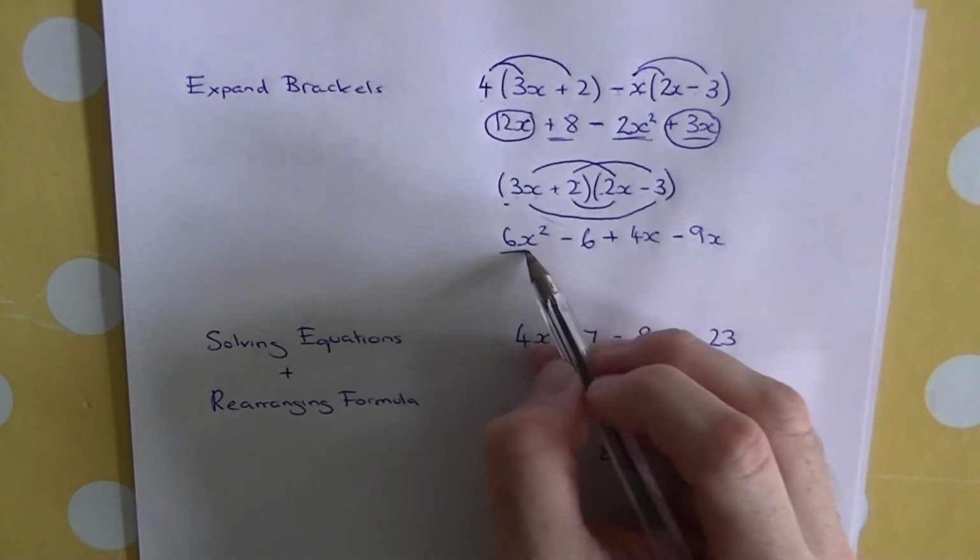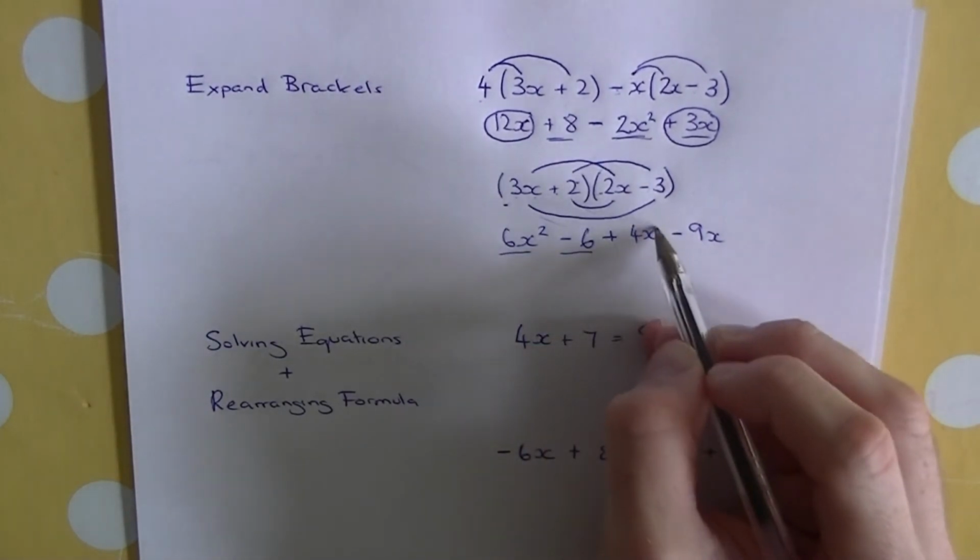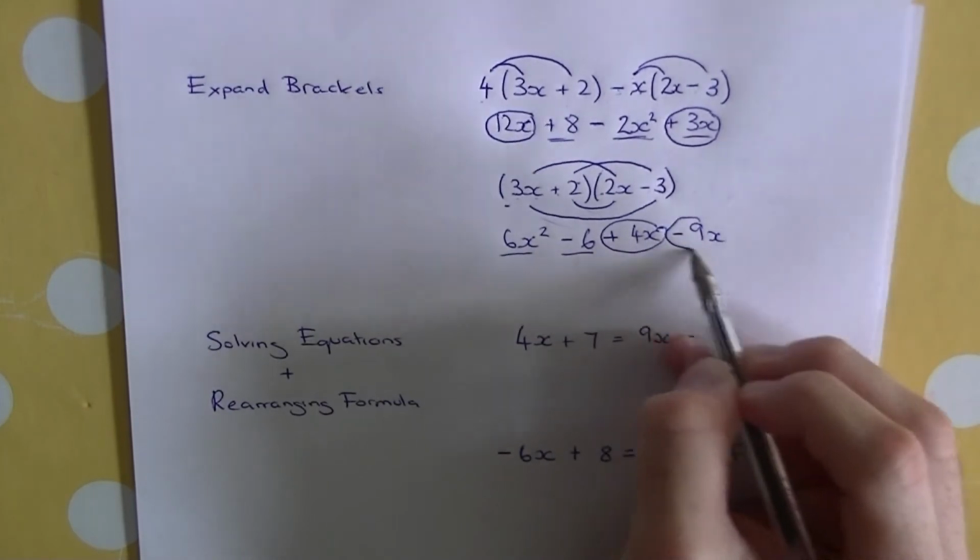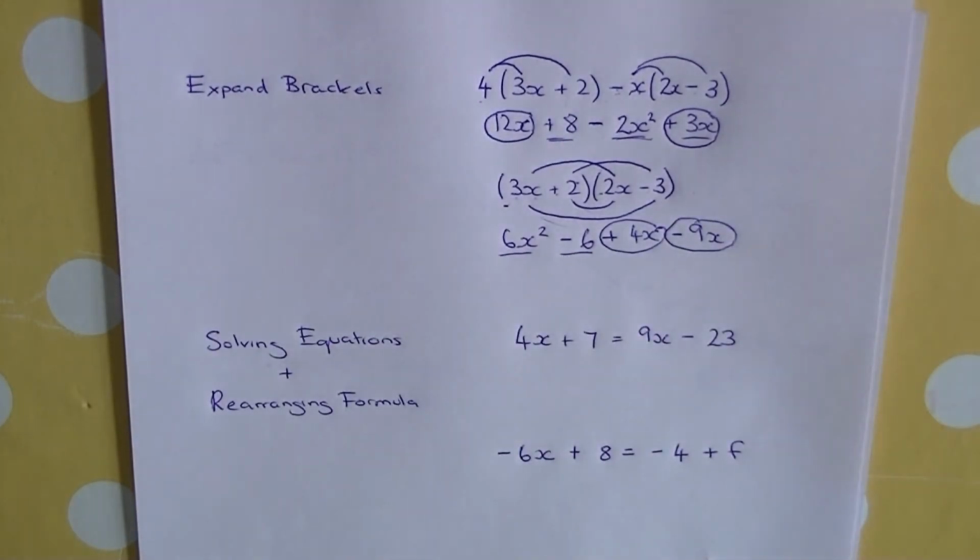Again here, x squared term, number term, but at the end here, a couple of x terms that can be brought together. Plus 4x, take away 9x. Think about a number line. Start at 4, take away 9, you go down to minus 5x.